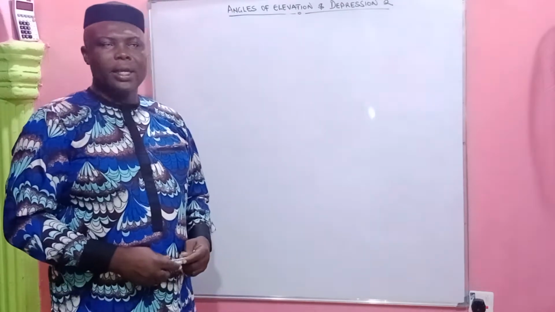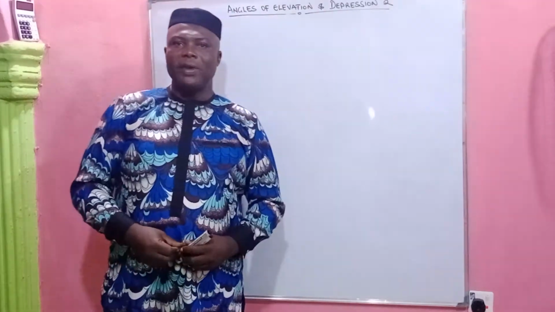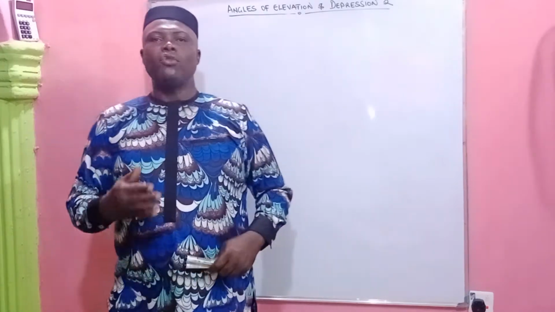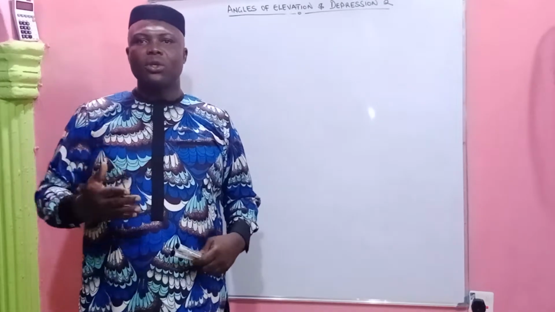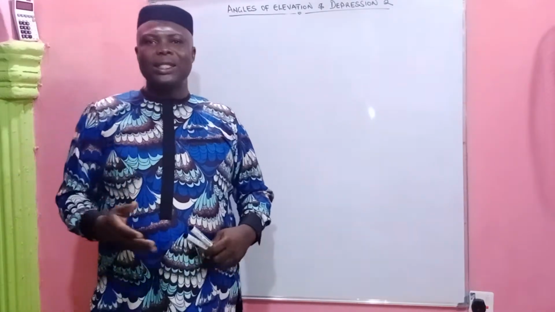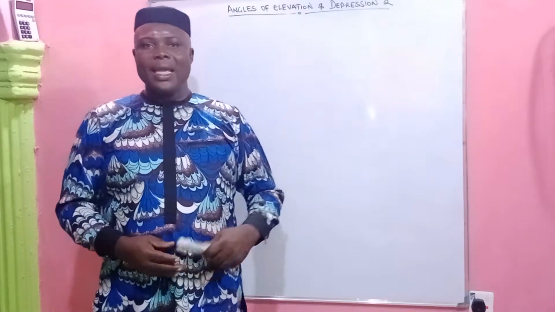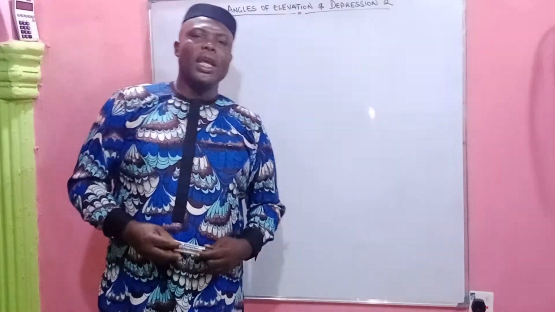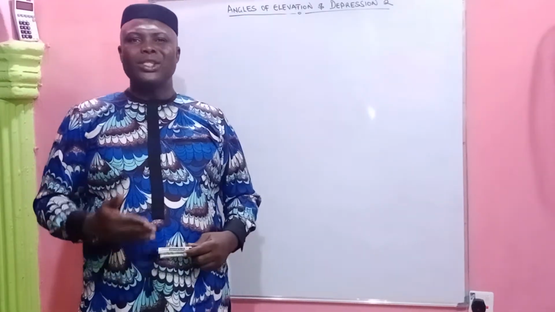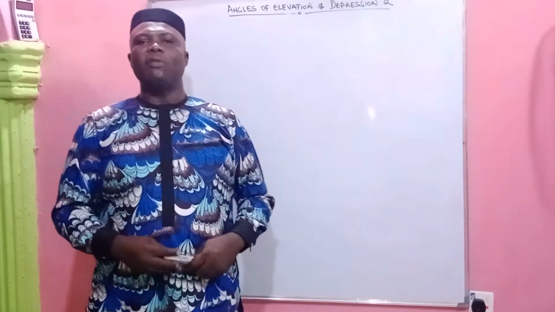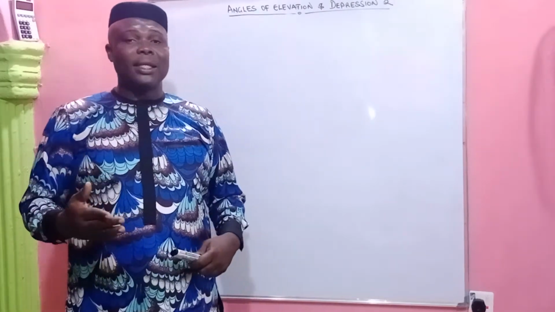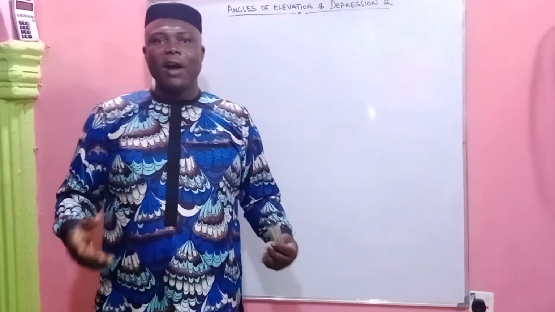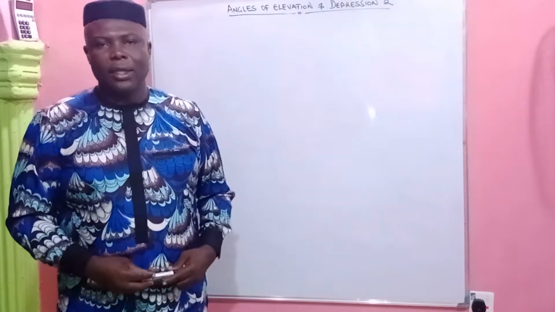All right, today we'll be taking the topic angles of elevation and depression, part 2. In our previous slides, we have done angles of elevation as well as angles of depression, part 1, where we treated the one-dimensional problem, where either the angle of elevation or the angle of depression is just one. But today, we want to attempt a more challenging problem, where the angles of elevation or the angles of depression, as the case may be, will be two angles at the same time. And you'll be asked to find some certain parameters in the problem.